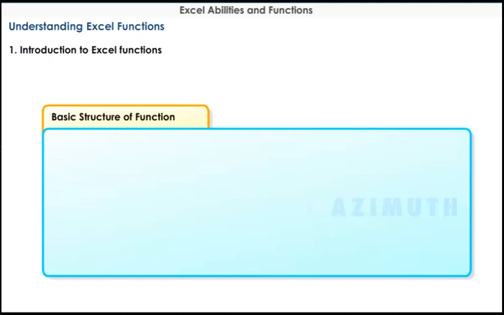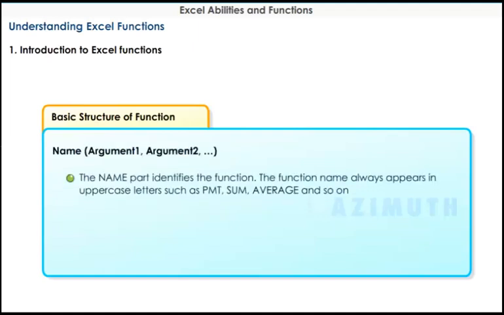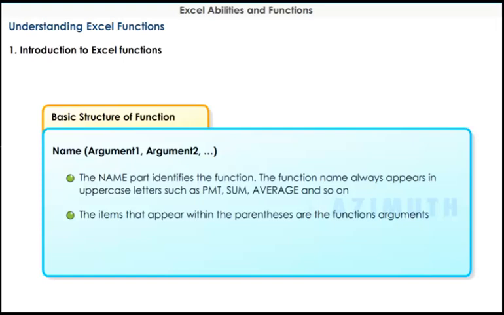Every function has the same basic structure. The name part identifies the function. The function name always appears in uppercase letters such as PMT, SUM, AVERAGE, and so on. The items that appear within the parentheses are the function's arguments. Arguments are the inputs that functions use to perform calculations.